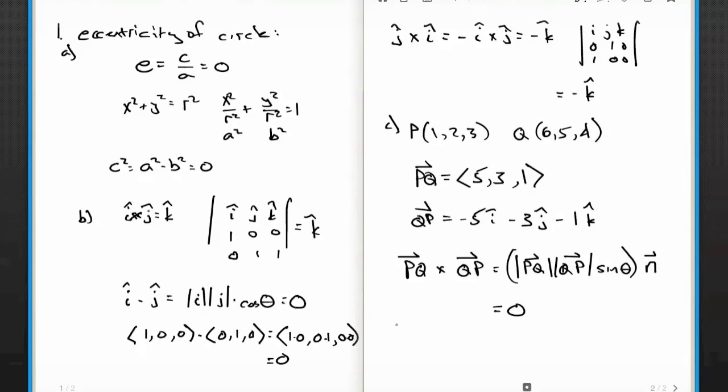Alternatively, you can do it with the determinant method, which we could do like this. I, J, K, and then PQ cross QP is 5, 3, 1, and then negative 5, negative 3, negative 1. If you notice, it'll always be this minus this, which would give you negative 15 minus negative 15, so that's 0, and then this minus this, so it's 0, and so that works out to be the vector 0 there too.